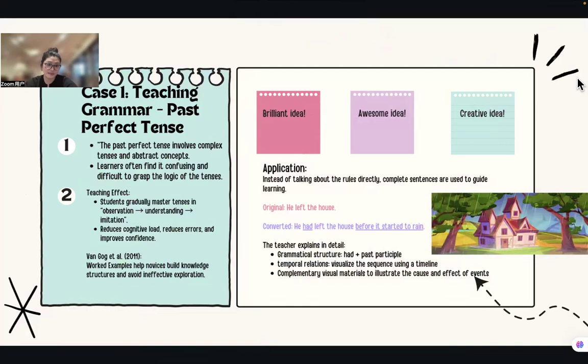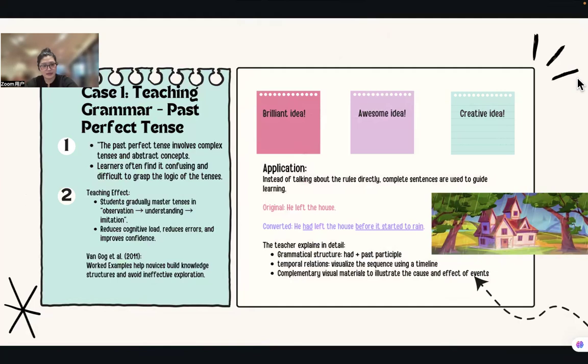Here is more example. Teaching the grammar of the past perfect tense can involve a lot of complex tenses and abstract content, so it's quite confusing for new learners. In daily application, instead of talking about the rules directly, the teacher could use completed sentences to guide the learner.